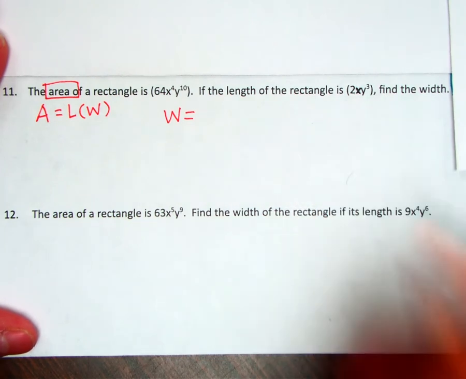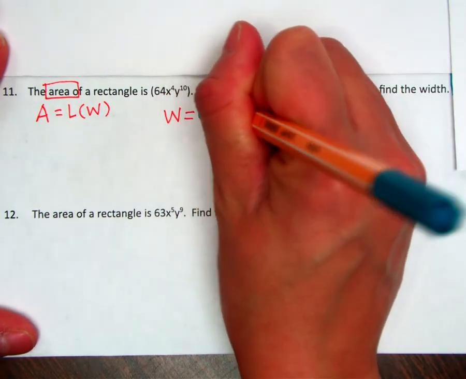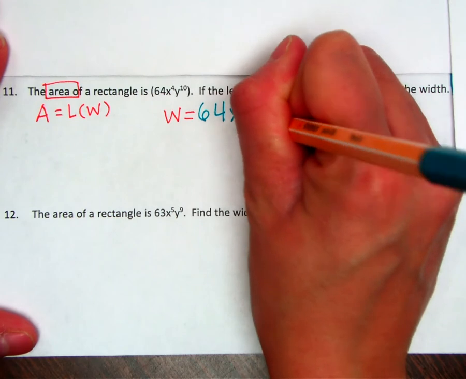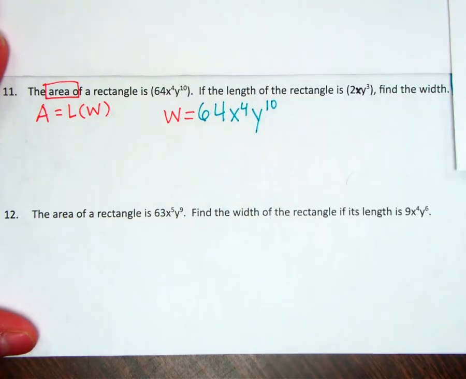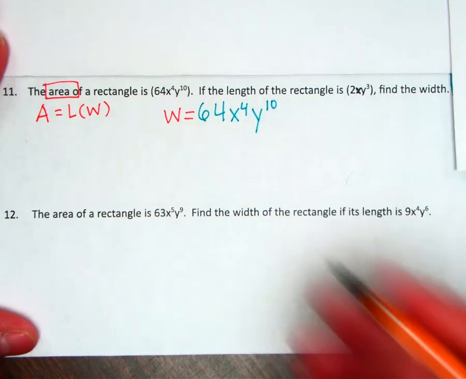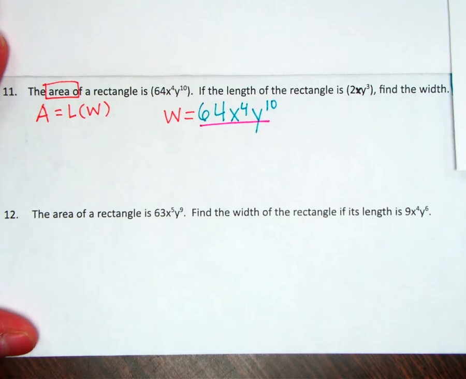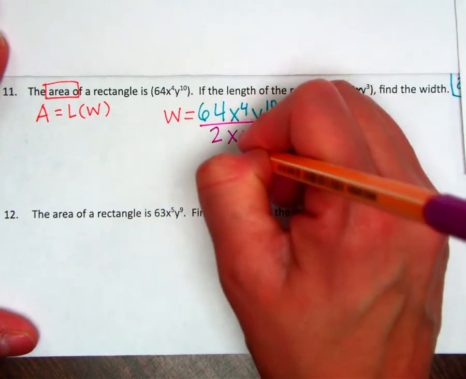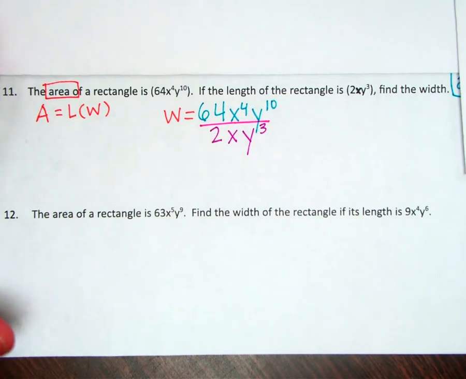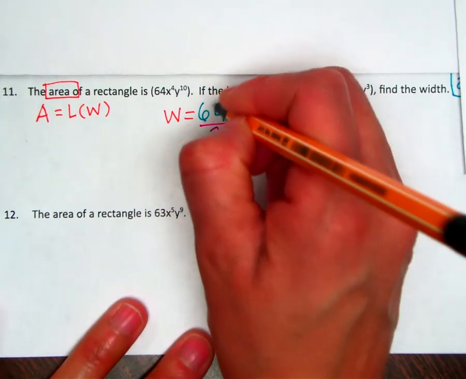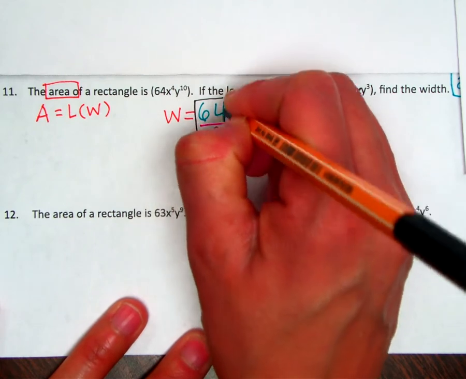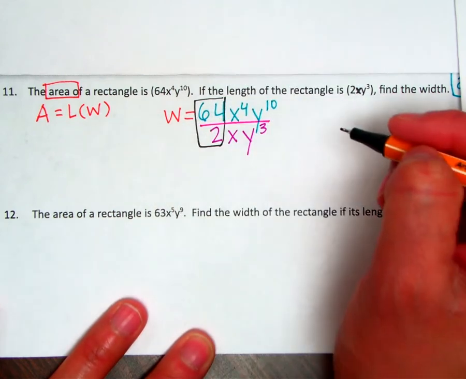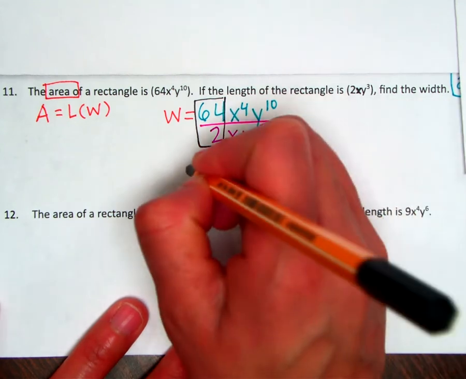So I'm going to take 64x to the 4th, y to the 10th, and we are going to divide it by the length, 2x to the first power and y to the third. So if it's division, you apply the division rule. You are going to divide the coefficients. So 64 divided by 2 is going to be 32.